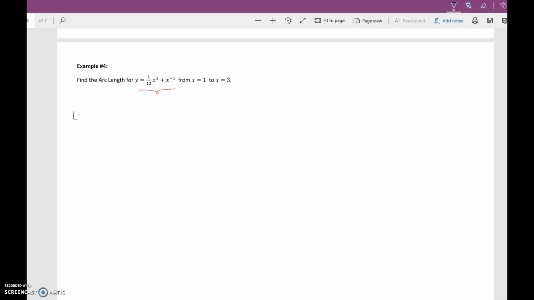So we're going to end up evaluating the integral from 1 to 3 of the square root of 1 plus technically f prime of x technically squared dx. And then let me start doing this one on the side. So we're going to let f of x equal 1/12 x to the third plus x to the negative 1. And f prime of x is going to be technically 3/12 x squared minus x to the negative 2.